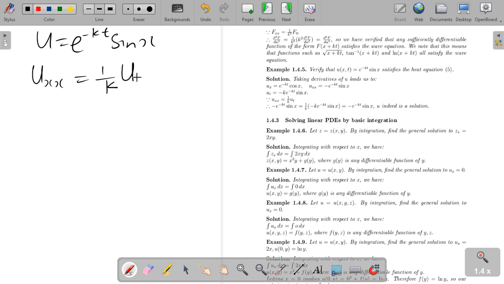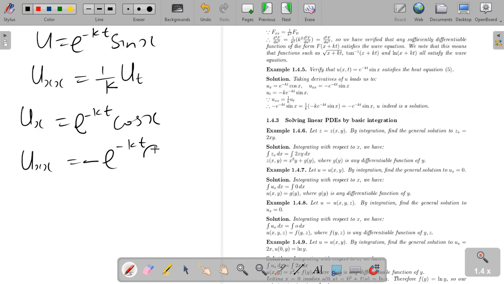So first of all, u x is to differentiate with respect to x, and the differentiation of sine x will give you just cos x. So you bring exponential minus kt then cos x. Then u of xx, the differentiation of cos is minus sine, so we have minus exponential minus kt then sine x. Okay, you see that.